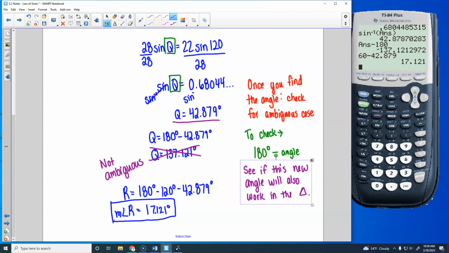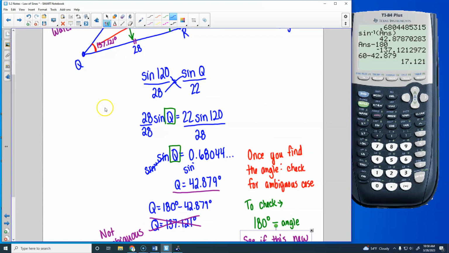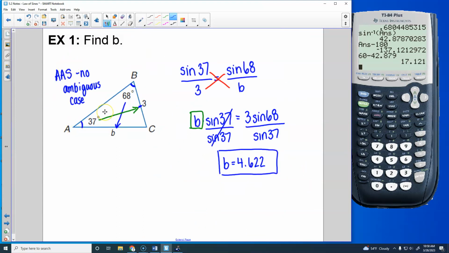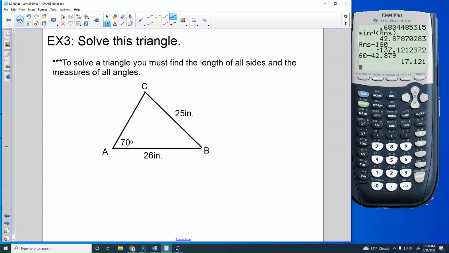All right, so that problem had the possibility of being an ambiguous case, but it was not an ambiguous case. The first problem had no possibility of being ambiguous. We didn't even need to check because it was not an angle side-side triangle. This one had a possibility. Let's do one that's actually going to be an ambiguous case. These are a pain. I do not like ambiguous case of law of sines. And you will see why when we're done with this problem.